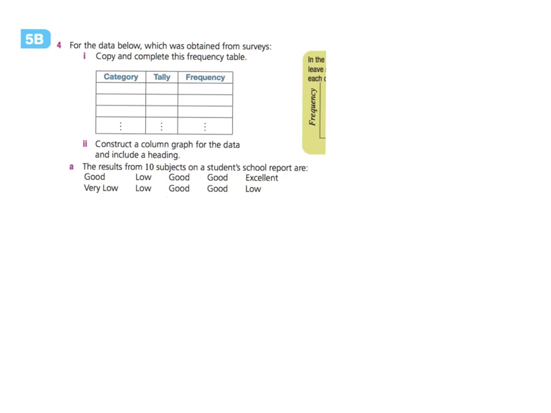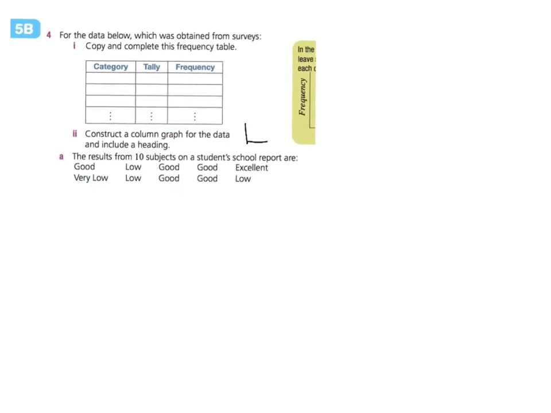Okay, so if we have a look at this, it says for the data below, which is obtained from surveys, copy and complete the frequency table. And then it says construct a column graph. So a column graph is different. When you have a column graph, you actually have the frequency, but you have the gaps. It's not a histogram. Histogram means they're together.